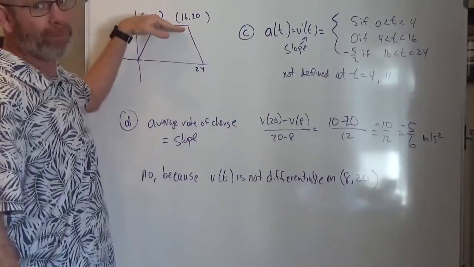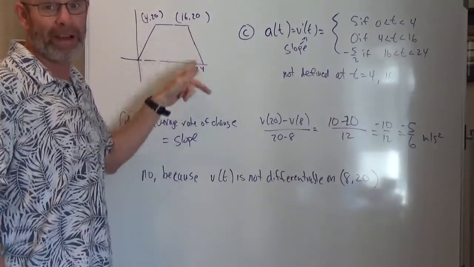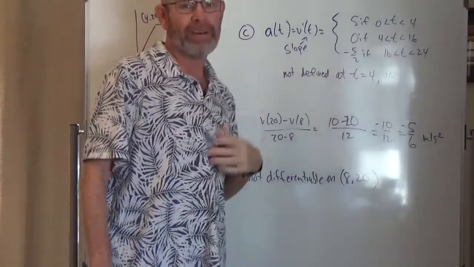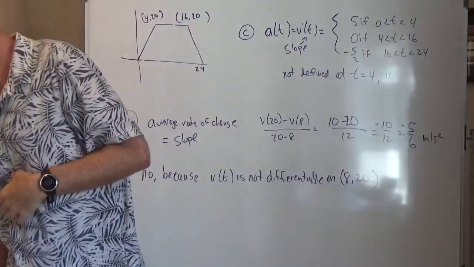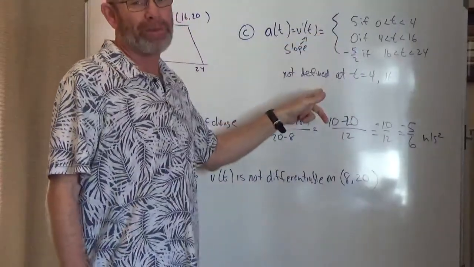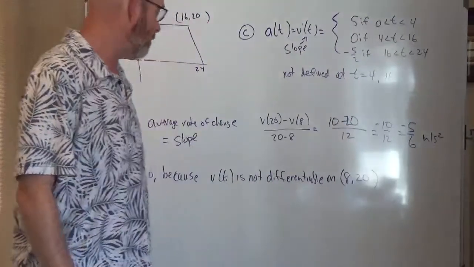Then it's 0 between 4 and 16. And then it's that negative 5/2 again, like it was from the other one, from 16 to 24. It's not defined at 4 and 16. It's 1 point for this and 1 point for saying that, because that is part of the thing. If you leave that out, you got to say what's going on at 4 and 16.